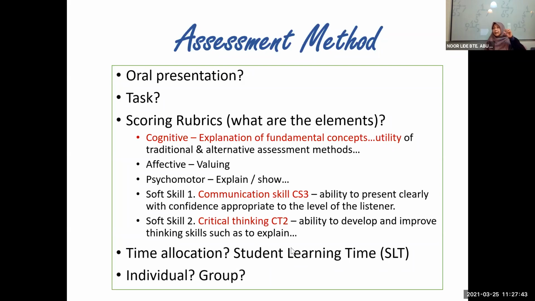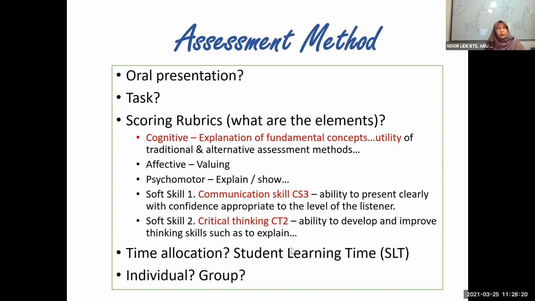So what is an oral presentation? You sort of know already what the task is going to be, what are the elements that must be in the scoring rubrics. So now maybe you want to consider, is it going to be a weighted rubric or an unweighted rubric? Are you going to give more attention to the cognitive aspects? Are you going to give more attention on the communication skill? Or are you going to give them the same emphasis? So what is it?